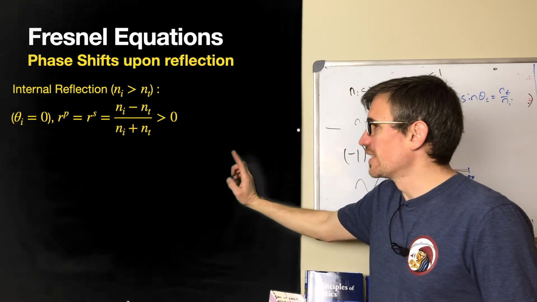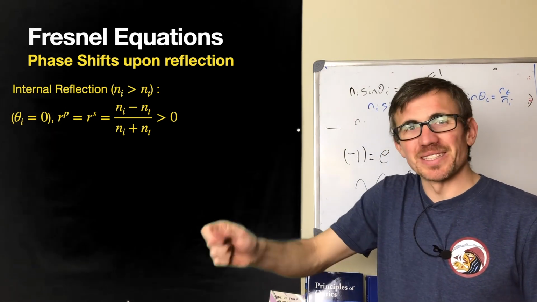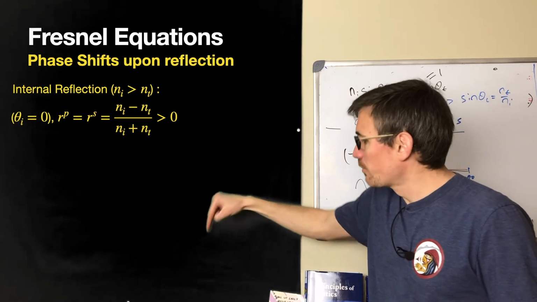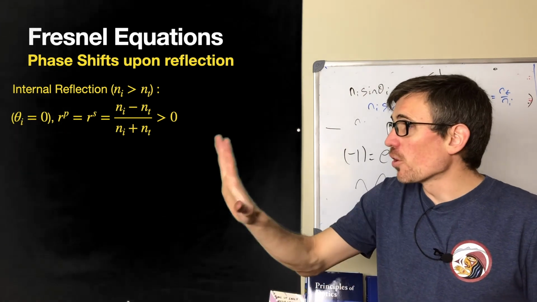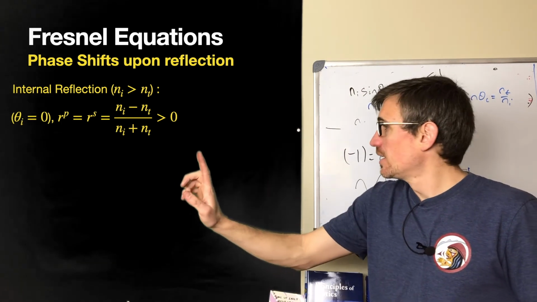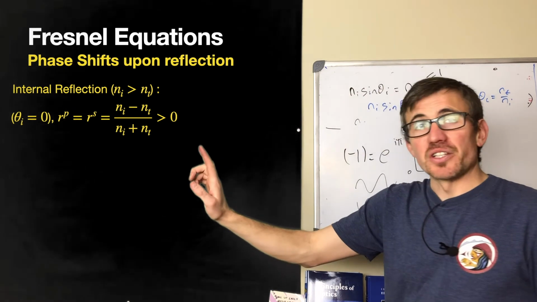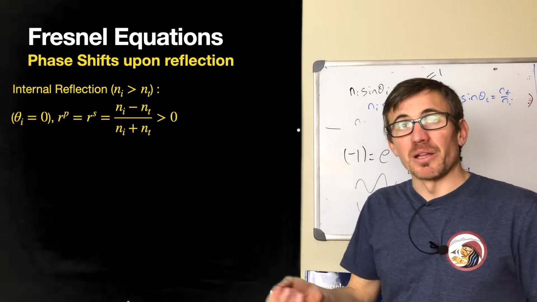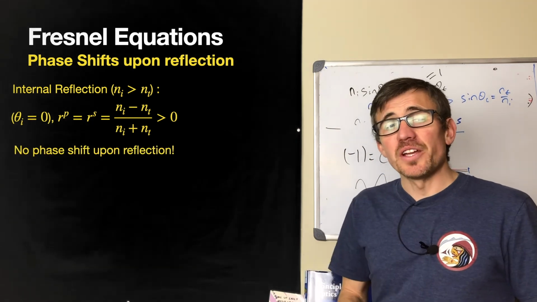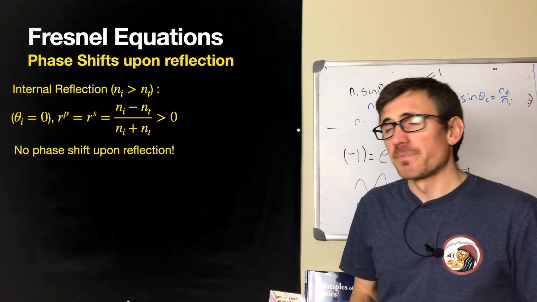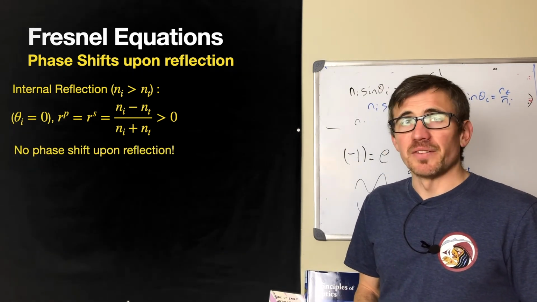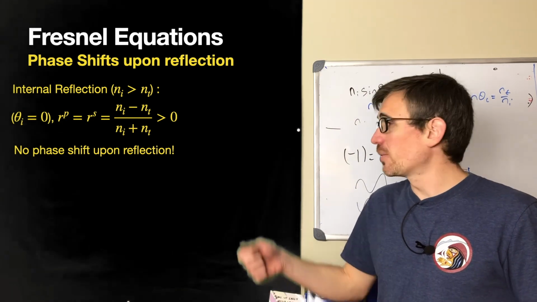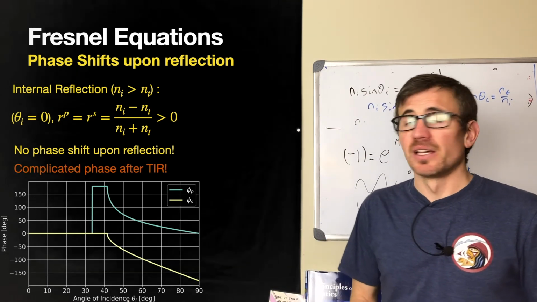You see this in first year physics with ropes and things like that, and you see it with sound waves as well. If you go from a more dense to a less dense medium, you don't get a phase shift, right? The phase remains the same, and this is predicted by the Fresnel equations. So no phase shift upon reflection. How about for the rest of the angles? Well, you can actually calculate it. We can just take the argument of these. We can look at the phase.